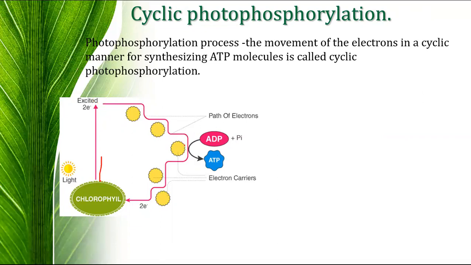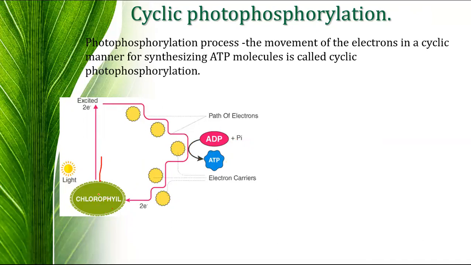So here the electron transport chain is in a cyclic manner. Now here this electron gets transferred from one place to another place. This is the path of electrons, in which the ADP and one molecule of phosphate, this ADP plus Pi, get converted into ATP, and then again the electron gets passed into the chlorophyll, that means photosystem P700.